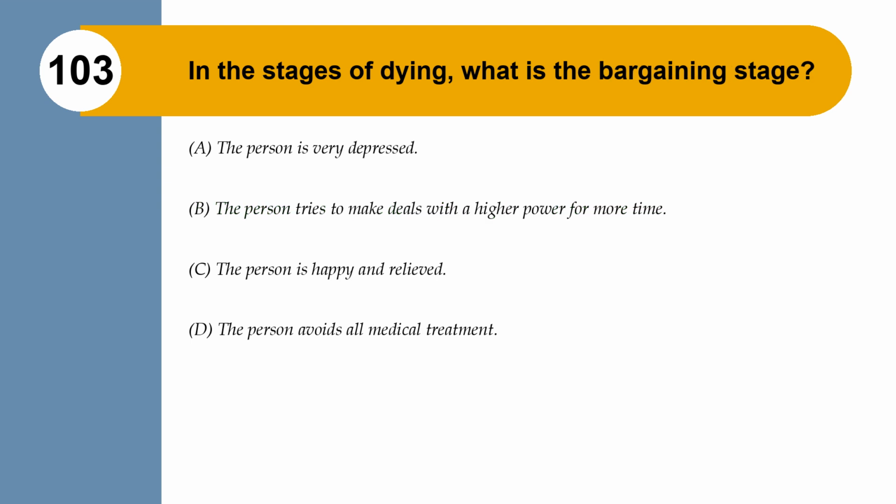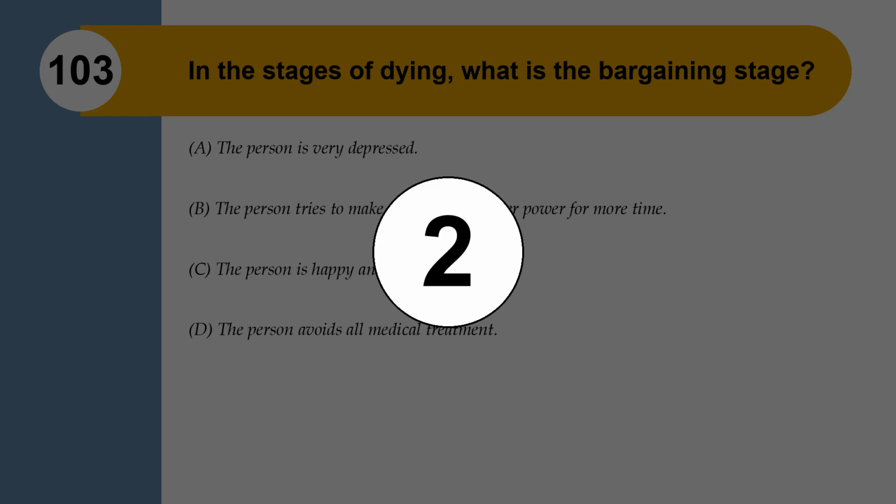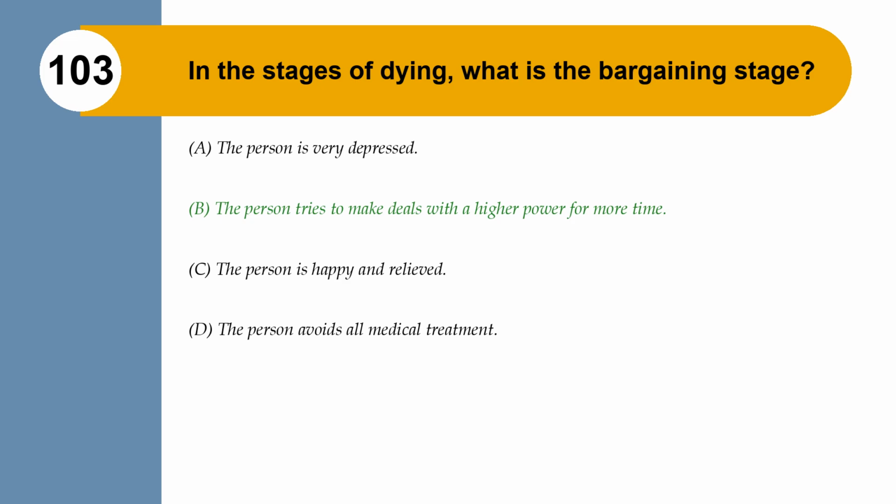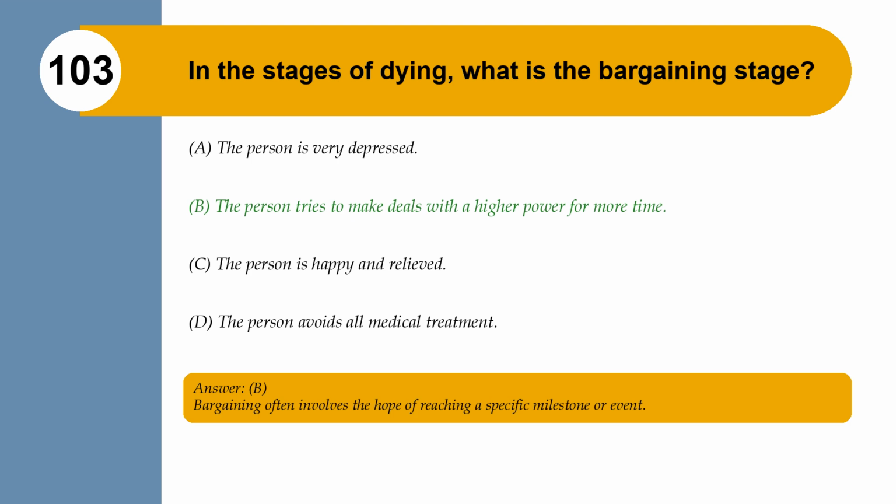Question 103. In the stages of dying, what is the bargaining stage? Option A, the person is very depressed. Option B, the person tries to make deals with a higher power for more time. Option C, the person is happy and relieved. Option D, the person avoids all medical treatment. The correct answer is option B. The person tries to make deals with a higher power for more time. Explanation: Bargaining often involves the hope of reaching a specific milestone or event.